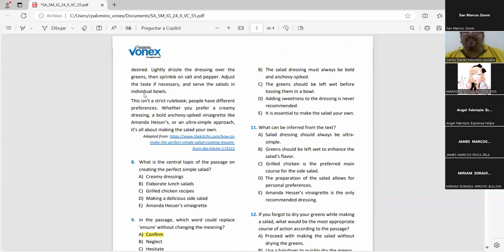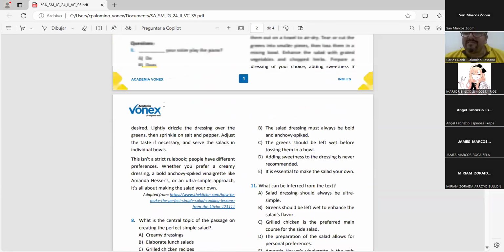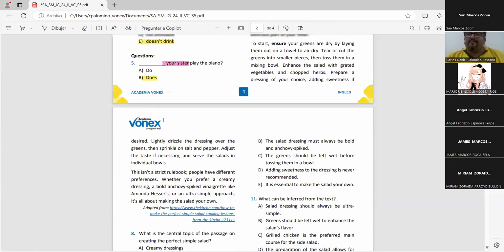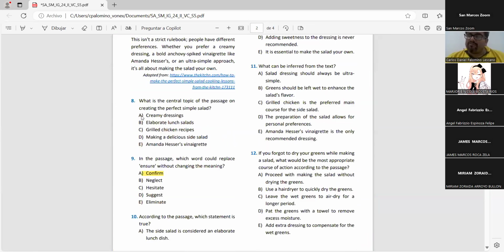Bien. Pregunta número 8. What is the central topic of the passage? Mira, puede ser acerca de los aliños cremosos. El dress es aderezo, aliño, lo que le pones encima a la ensalada. No. De las ensaladas para almuerzo elaboradas, las complejas, tampoco. Recetas de pollo, la clave sería D, ¿no? 8, la D. Making a delicious side salad, ¿no?